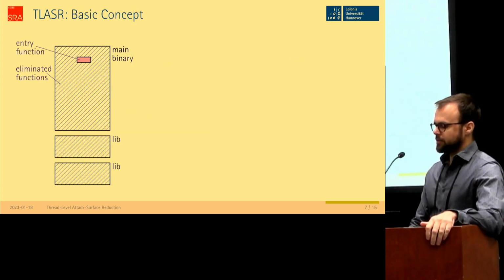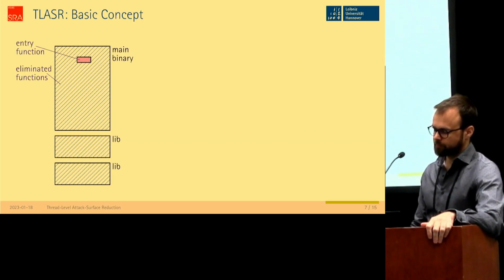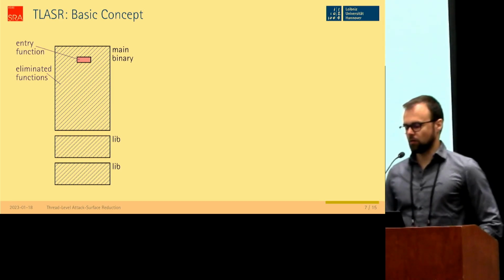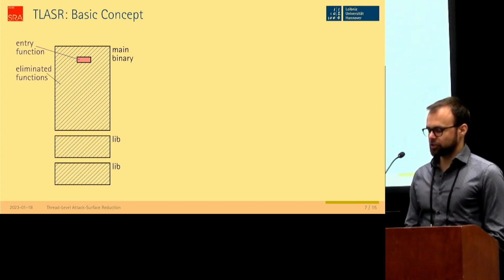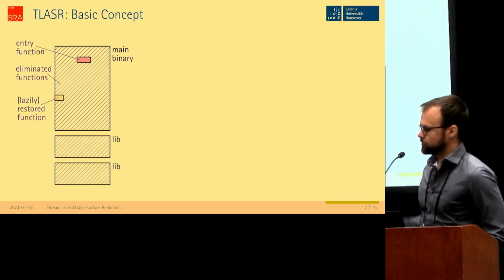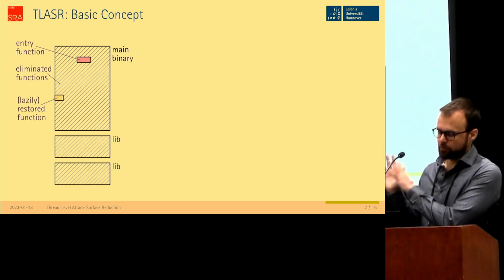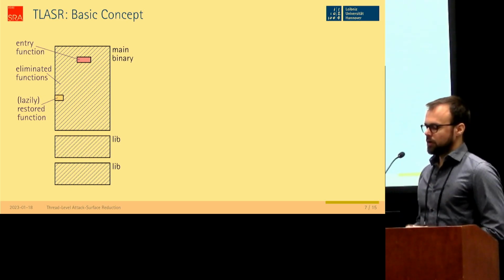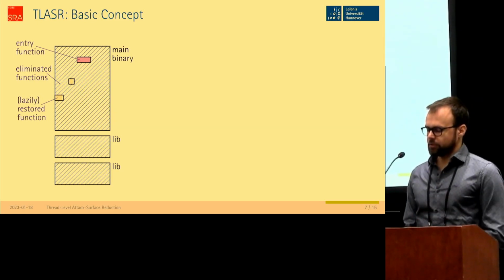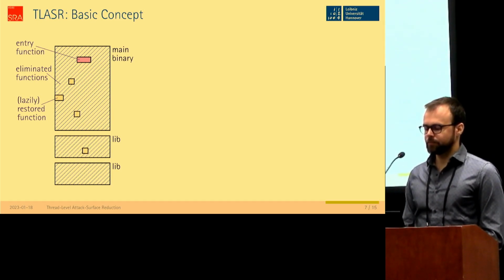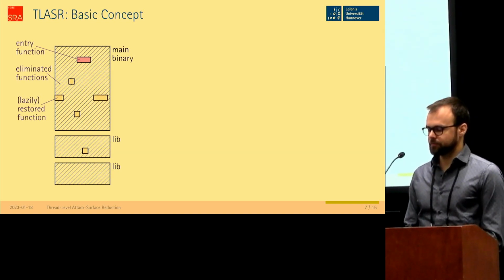First, let me illustrate the basic idea of the approach. For example, we can use TLASR to eliminate all the code in our process, except for the entry point, like the main function or the thread start function. And as soon as we call another function, it gets restored. And it remains loaded afterwards until we manually wipe it again. And this applies to functions in the main binary as well as in the libraries.